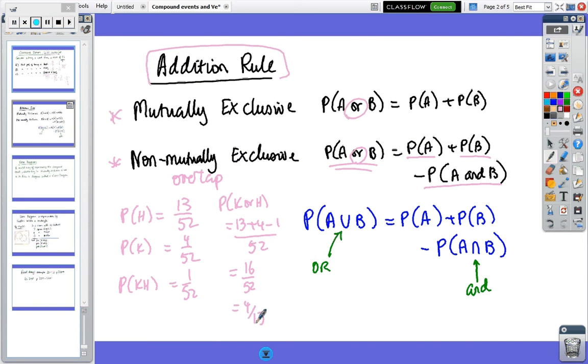Okay, and then, in mathematics we don't keep writing the word or. We can use this symbol here, like a U, and that means or. And the word and, which is the double up, the overlap, is written as an upside down U. So when you see a U, it means or, and when you see an upside down U, it means and, which means it happens at the same time. The king of hearts, for instance.